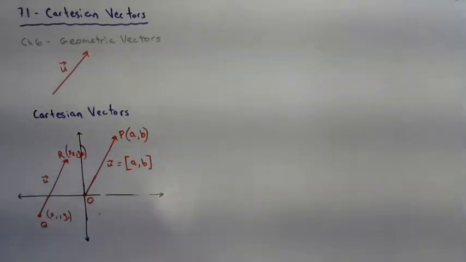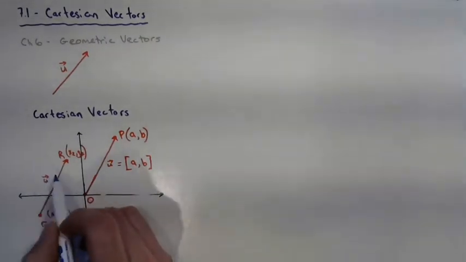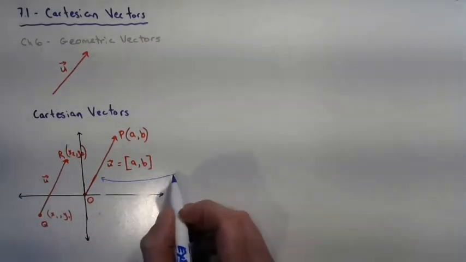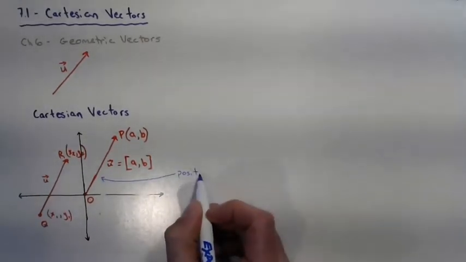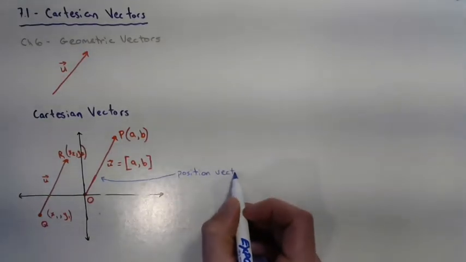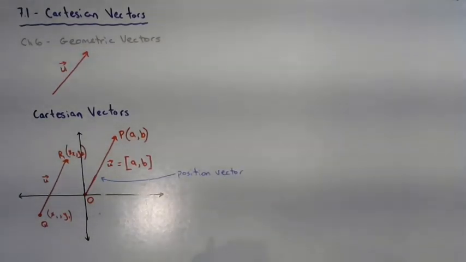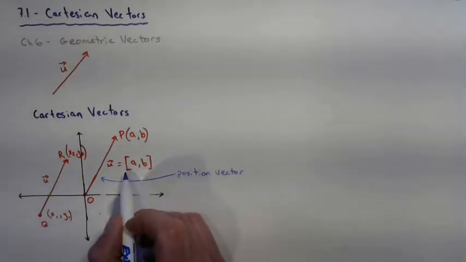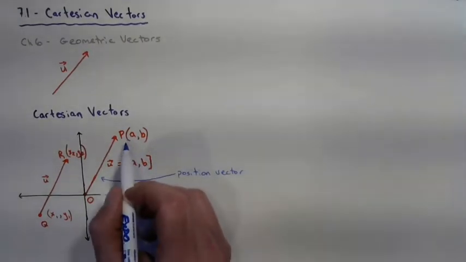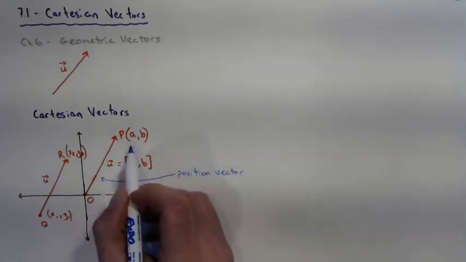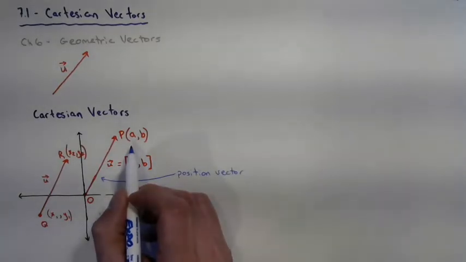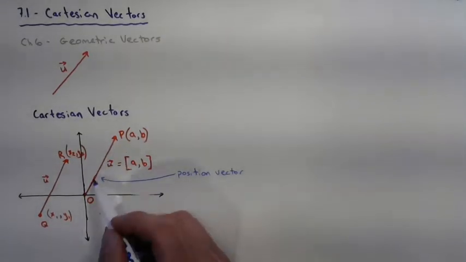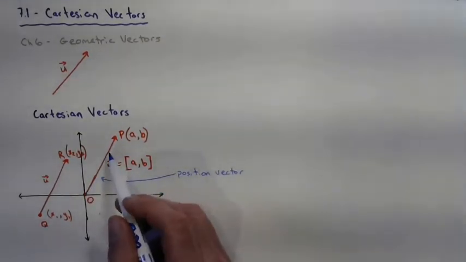And I'm just going to label some of the things that we have here. We have a Cartesian vector right here. And then this vector right here is the position vector. So we use square brackets to distinguish the name of this vector from the point that it ends at, which would be rounded brackets, the coordinates (a, b). And this has the same magnitude and direction as the vector OP.